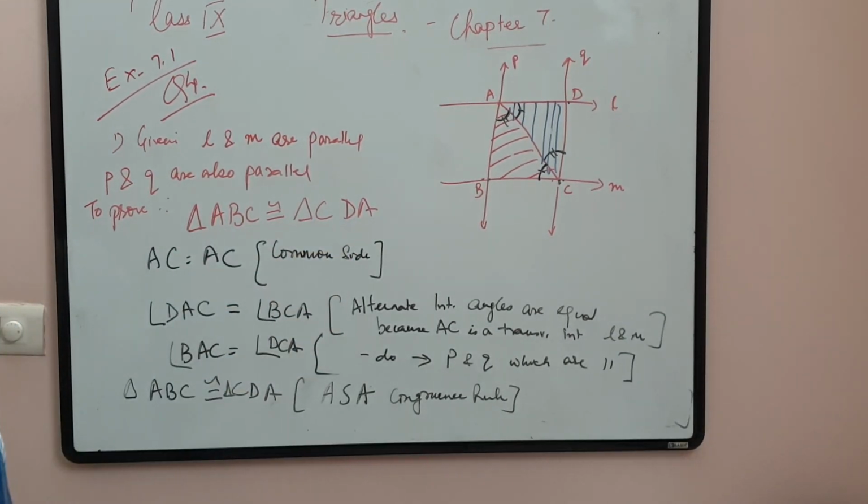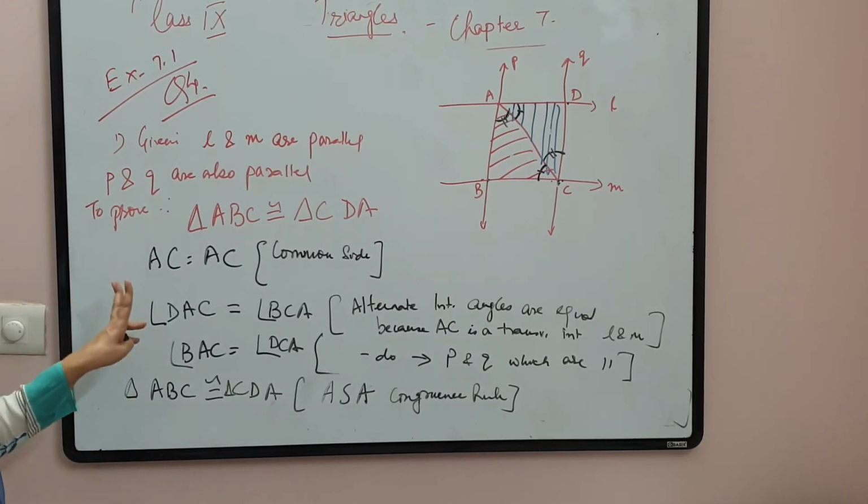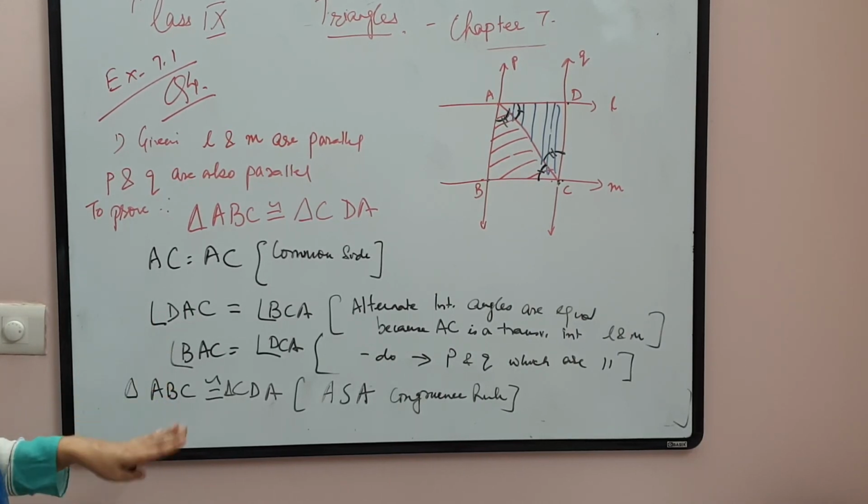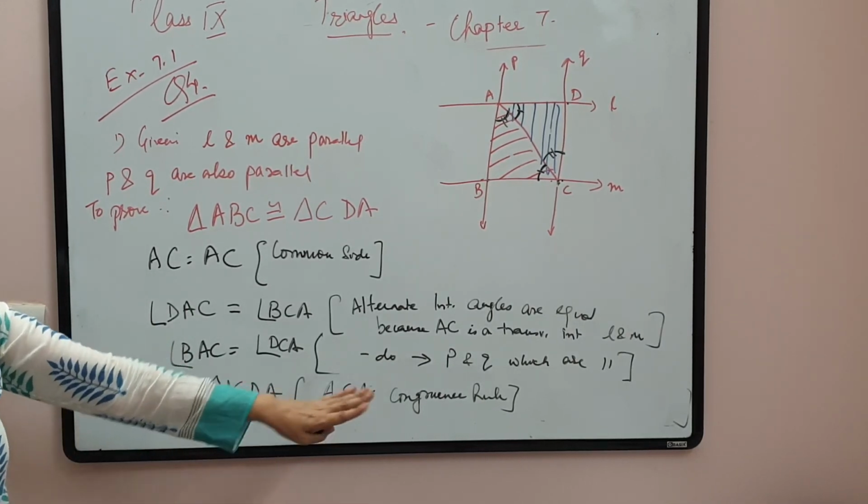Okay, children? Clear? Two angles and a side are equal, and the side is also an included side between the two angles. So, you write ASA congruence rule.